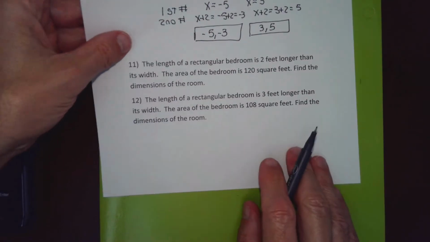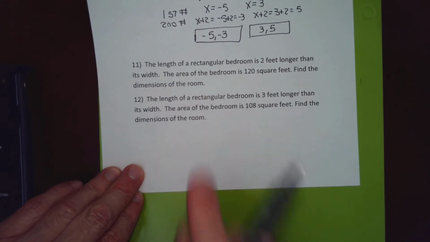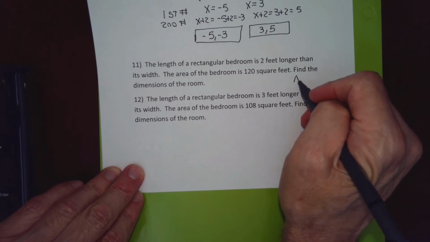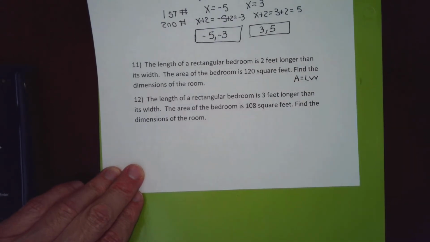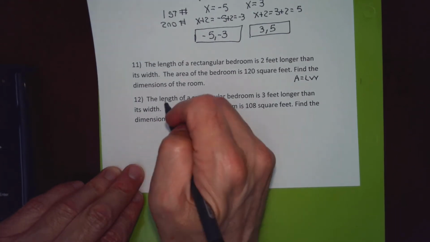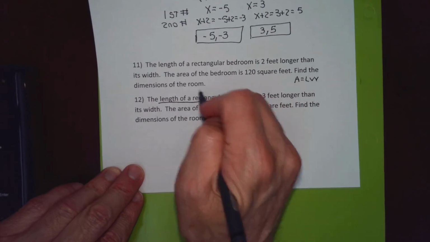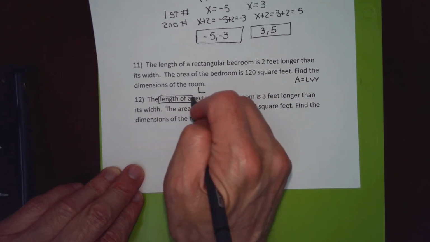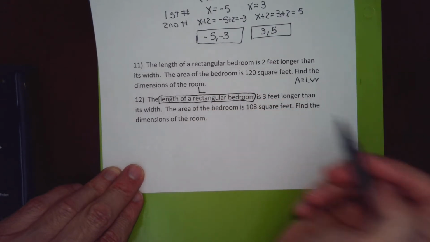So if I slip down to 11 and 12, it talks about a rectangular bedroom and it talks about an area. So I'm going to need the formula for the area of a rectangle, that the area of a rectangle is its length times the width. And now I'm going to try to come up with an equation. As I read this, it says the length of a rectangular bedroom. That I'm going to give the letter L. So that whole sentence fragment, I'm going to give the L.